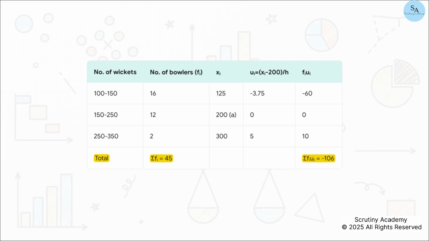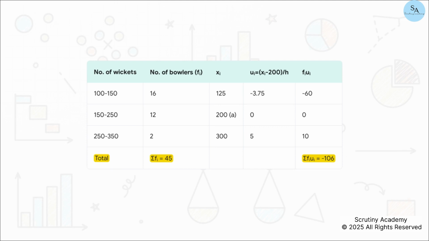Okay, let's put it to work. We've got data here for 45 bowlers. See how we've laid out our table? Exactly like the step said. We picked an assumed mean, A, right from the middle, 200 in this case. Then we calculated our u_i and f_i u_i for each row.